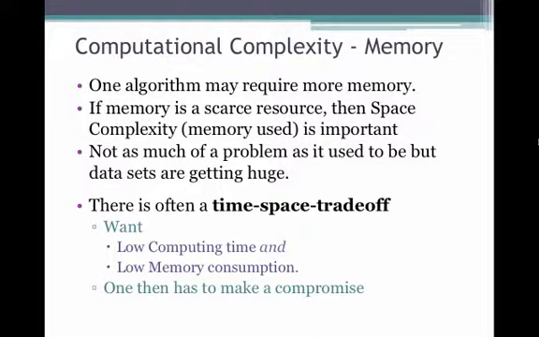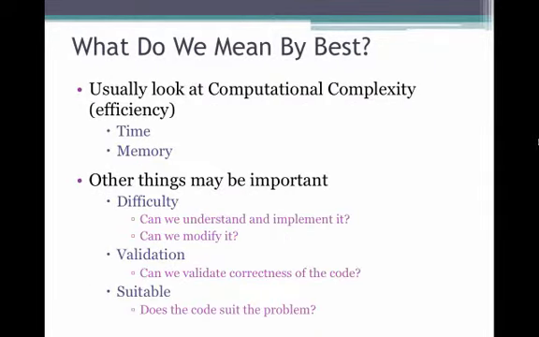What you really want is low computing time and low memory consumption. But like all things in life, that rarely happens. So one has to make compromises when you choose an algorithm. So what do we mean by the best algorithm? Well, we have to look at the computational complexity, like we just talked about. We have to look for efficiency in time and memory.